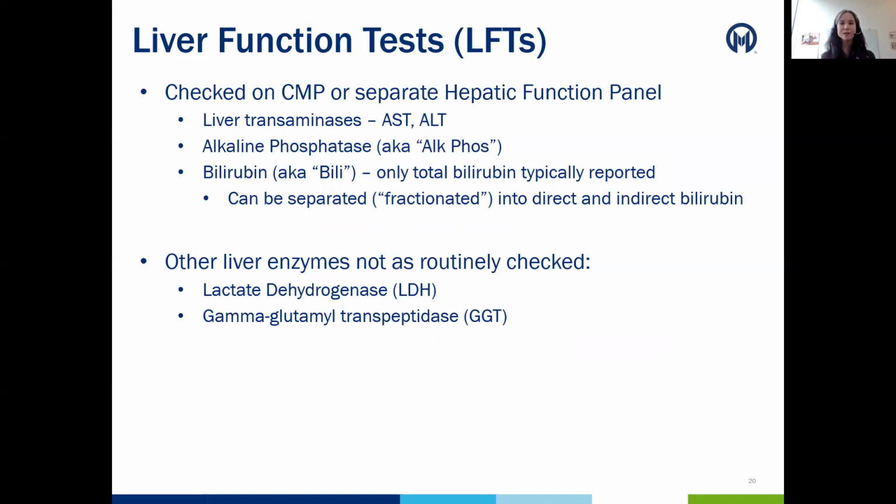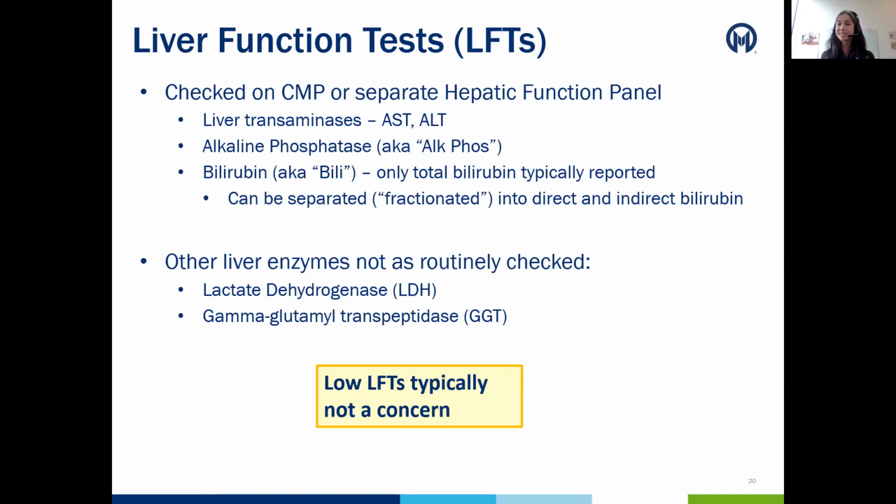Other liver enzymes that we don't typically check include LDH and GGT. Again, similar to having a low creatinine, having low LFTs below the lower limit of normal reported on your lab's reference range is typically not a significant concern to us.